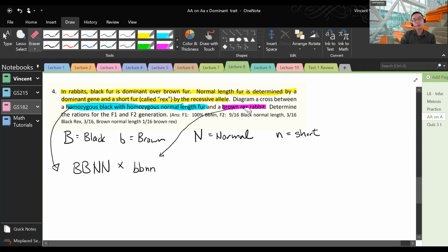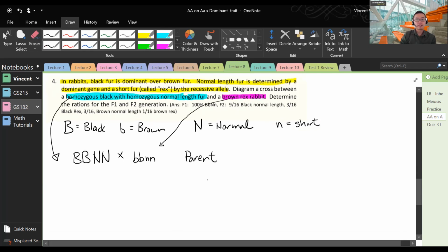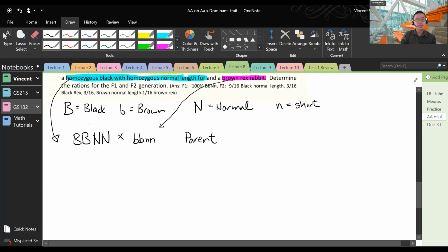And you're like, how do you know? They didn't say it's homozygous or heterozygous. Remember, for a recessive trait, they don't have to tell you. If it's recessive, it must be homozygous. Okay, so this is the parent generation. And now they're going to have baby bunnies.